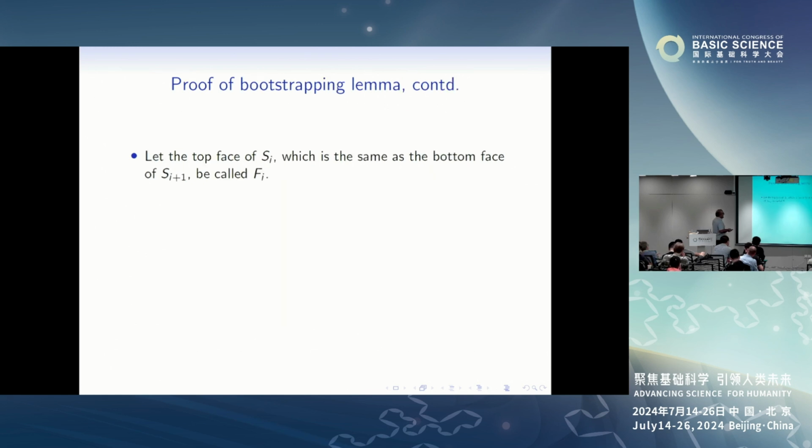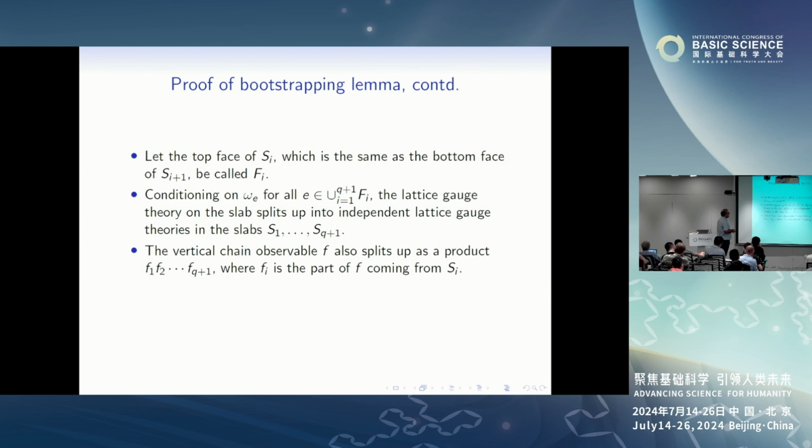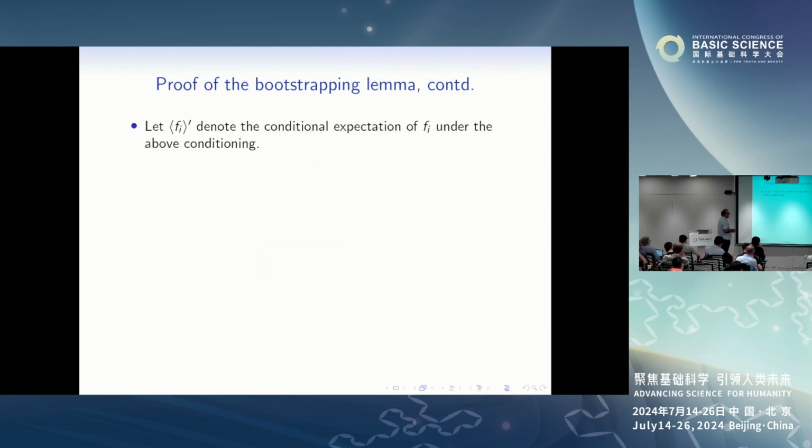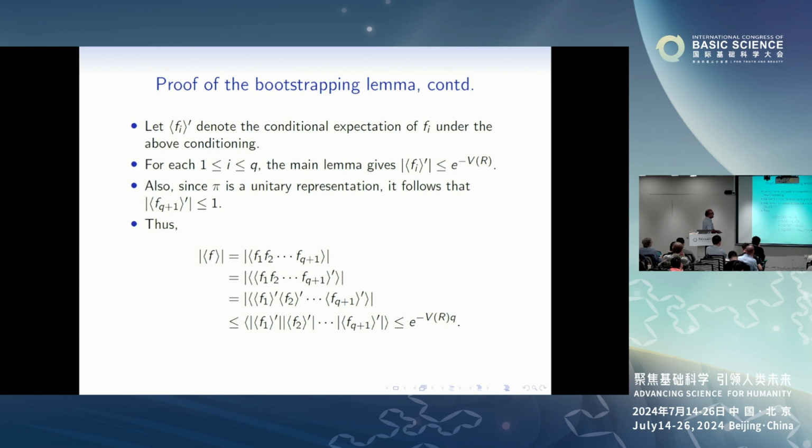And the lattice gauge theory has this nice feature, which is important: if you have these slabs and you condition on the values on these boundaries, then whatever happens within the slabs becomes independent. This is the Markovian nature of this system. So then this vertical chain observable is a product of little observables coming from each slab. The conditional expectation breaks up as a product of conditional expectations. Each of these is bounded by e to the minus vr. So you take the product, and it just becomes e to the minus vr times the number of slabs. So it's a bootstrapping step which lets you go from this thin slab to a bigger slab.